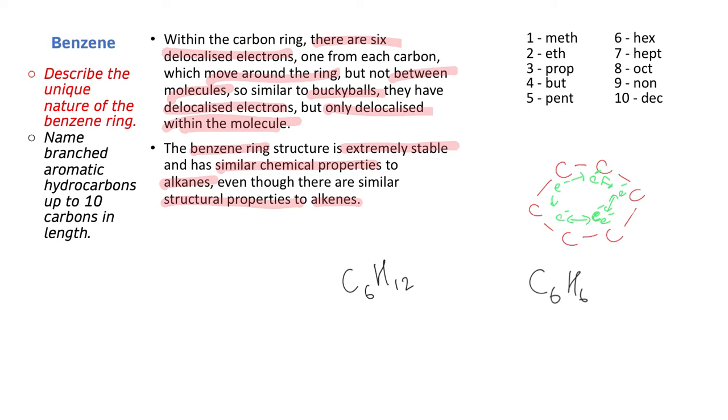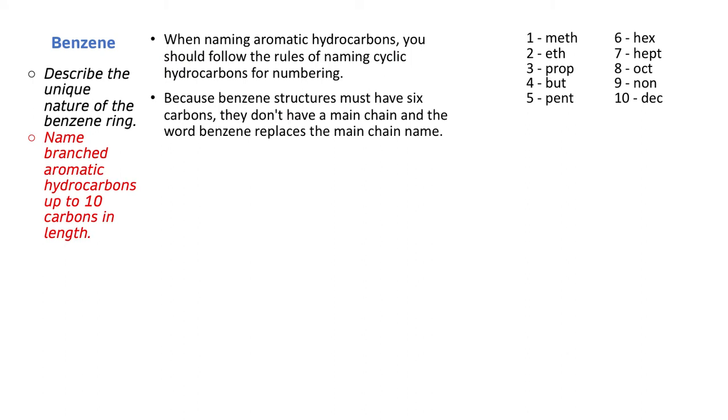But the C6H6, because you can't add any other hydrogens onto it, it's also in theory supposed to be saturated as well, right? But its formula looks more like an alkene or an alkyne with lots of double bonds in there, taking away its bonding capacity, right? But that's this benzene ring, extremely stable, and they're just a bit different to your normal cyclos, right? So when naming these, you just follow the rules of naming cyclic hydrocarbons for numbering.